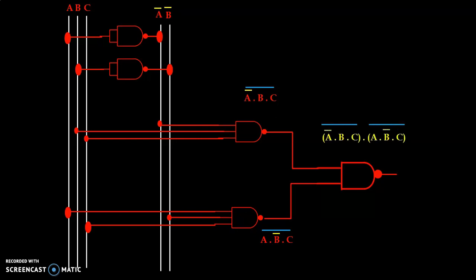We have 2 terms as input to the final NAND gate, and that we get at the output, and because we use a NAND gate at the last stage we have to apply a whole bar. So this is our final switching function implementation using only NAND gates.